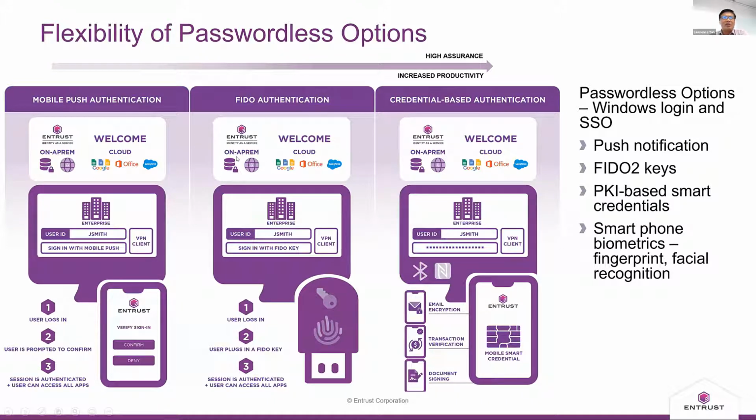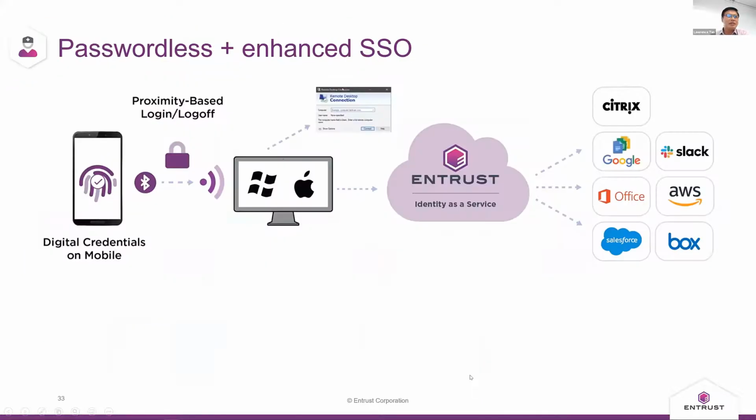So the Entrust IAM solution supports all these different passwordless use cases. The highest assurance authentication will be the credential-based authentication, because if it's on PKI, you can actually expand to email encryption or document signing. So these are the steps. For example, you have a digital credential on the mobile. You download the application. It can be an Entrust off-the-shelf app, or it can be your own app.